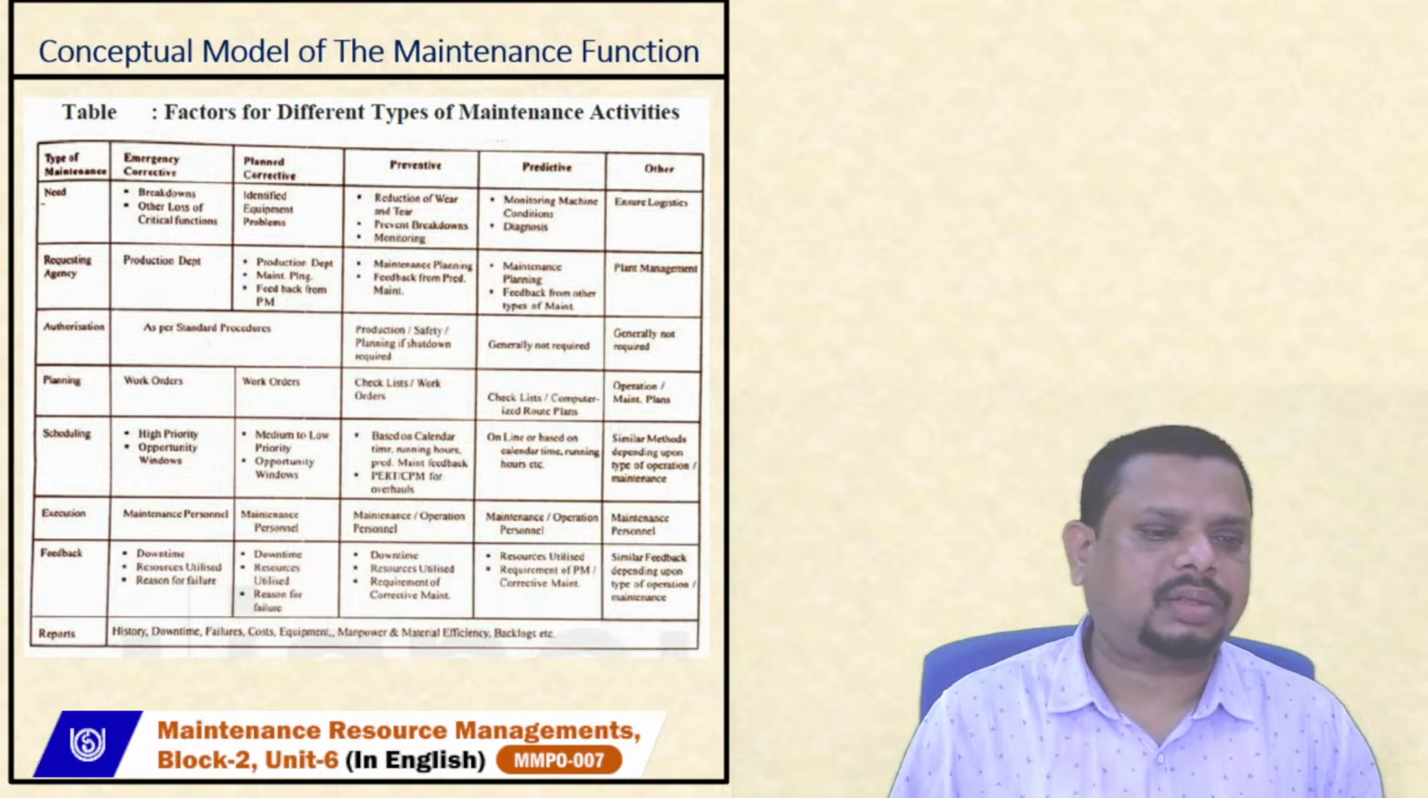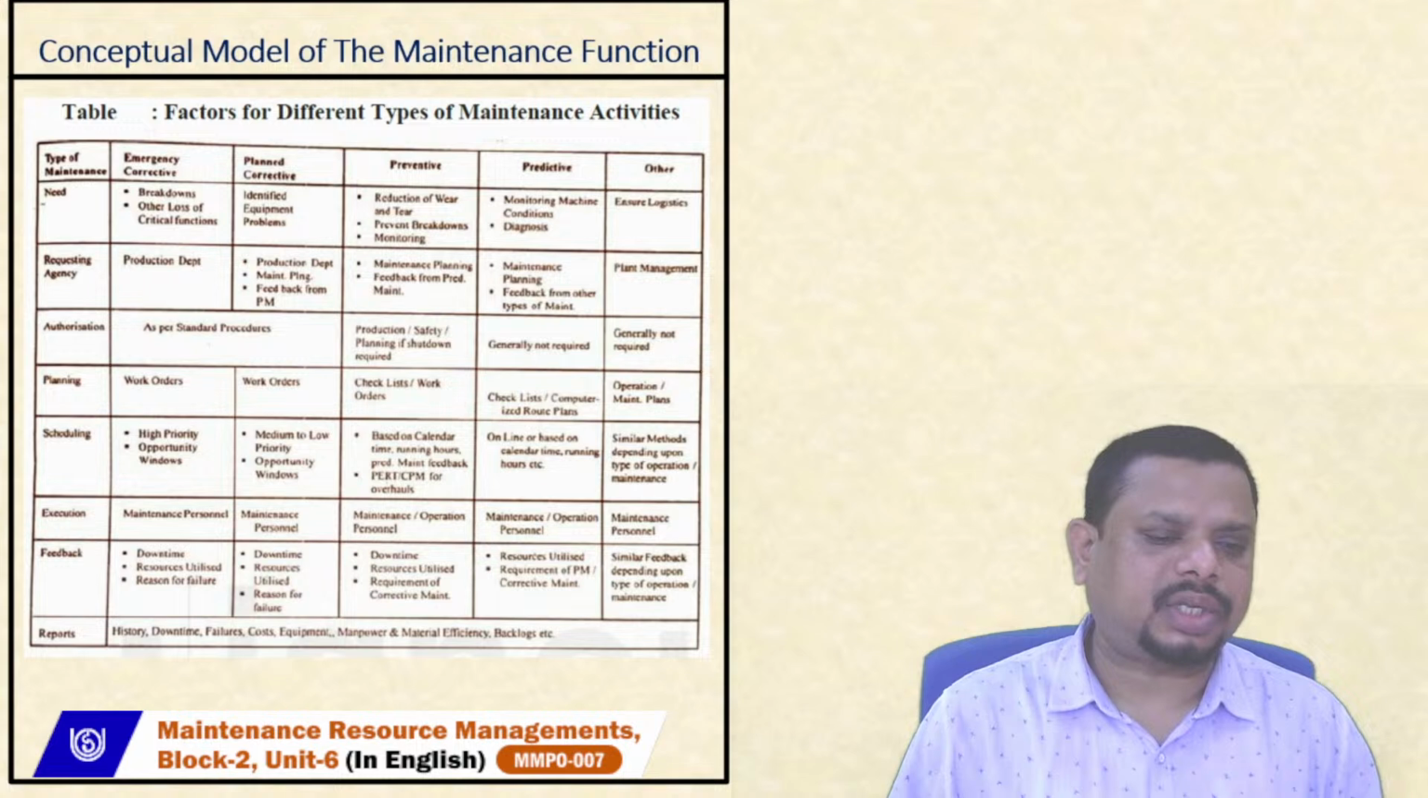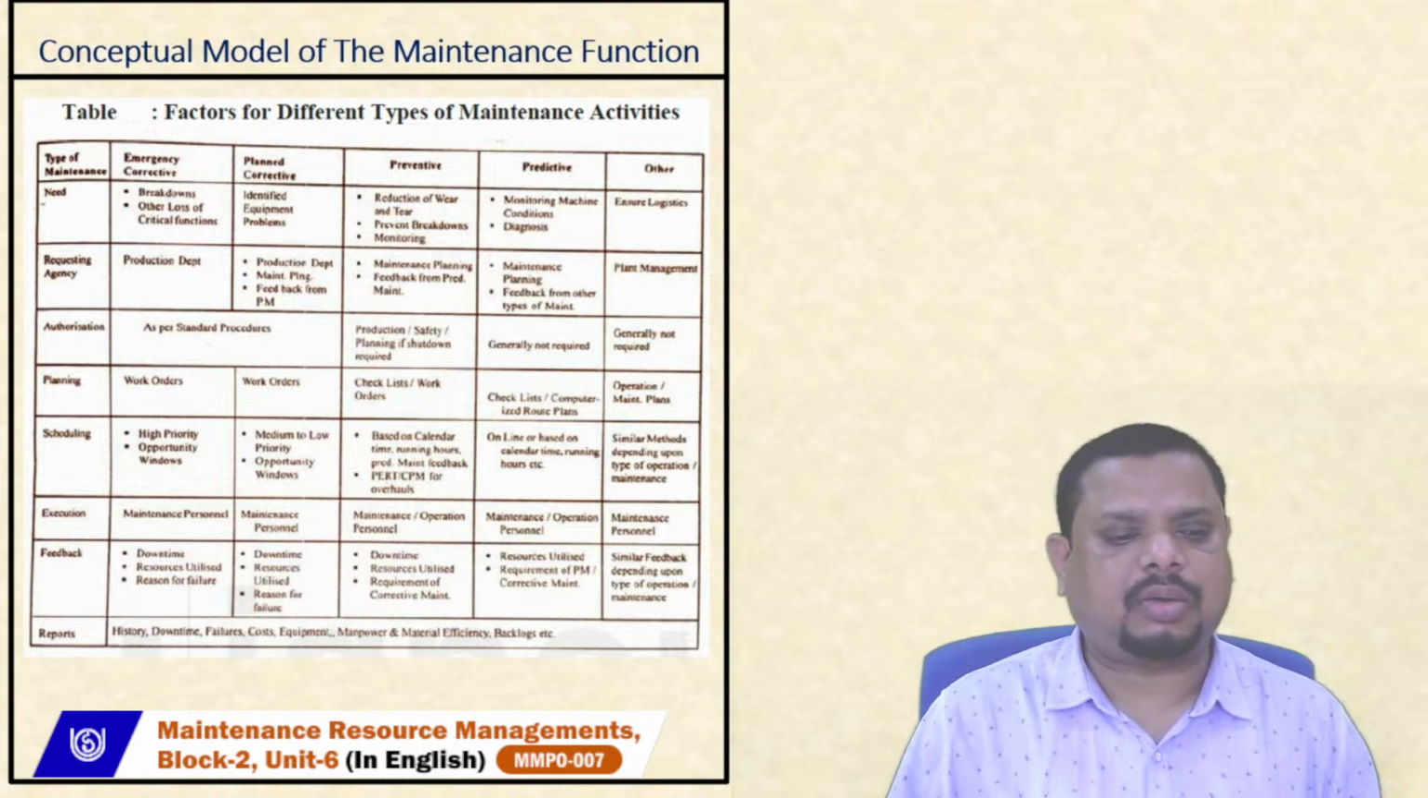Similarly, for planning, you have to focus on the work orders of that respective department. In case of scheduling, if it is very critical with high priority, go for an opportunity window so that you can easily fix it within a fraction of hours. The execution is done by the maintenance personnel. Similarly, for feedback, they will write down the downtimes, resources utilized, and original failures. During the reporting, they must record the history of that particular machine or equipment, the downtimes, the failures, and the cost of replacement and repair.